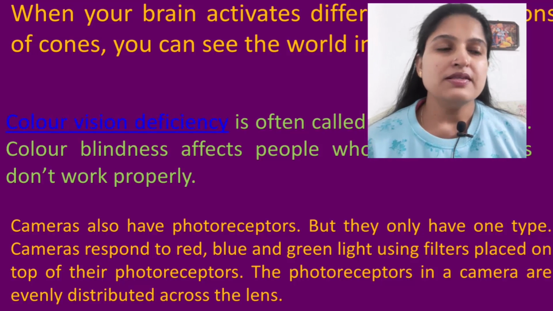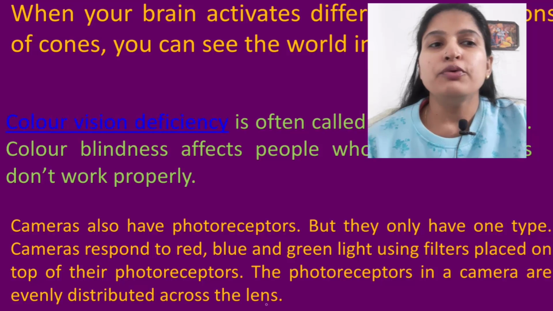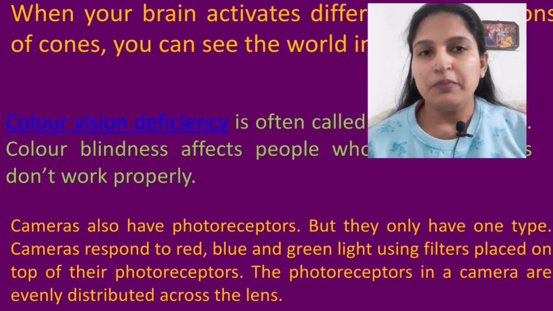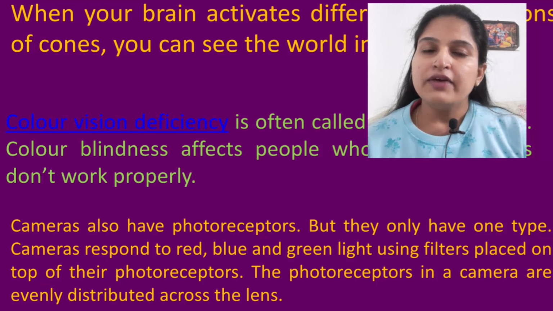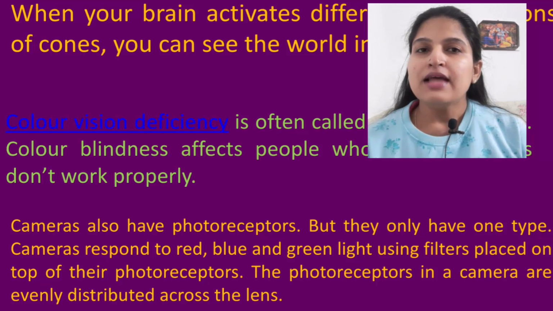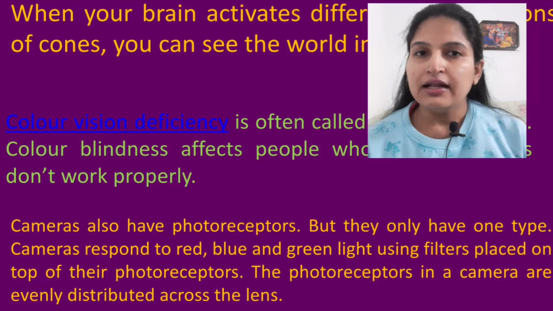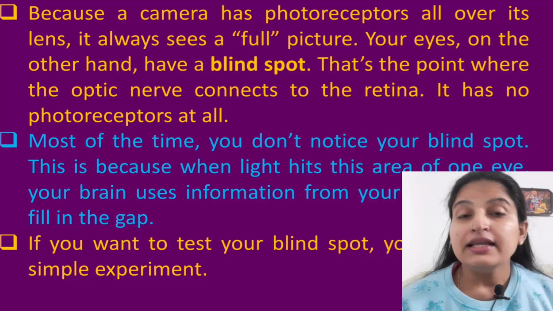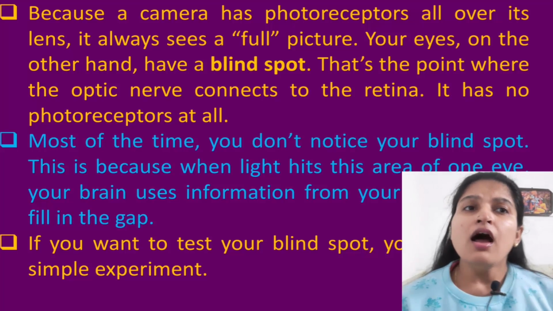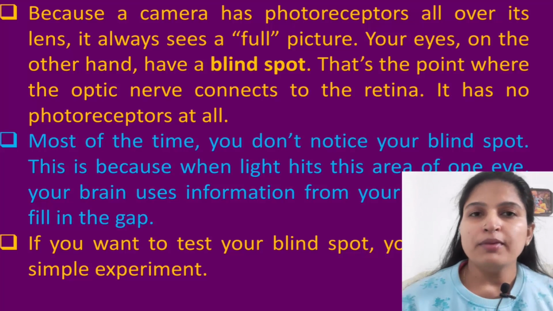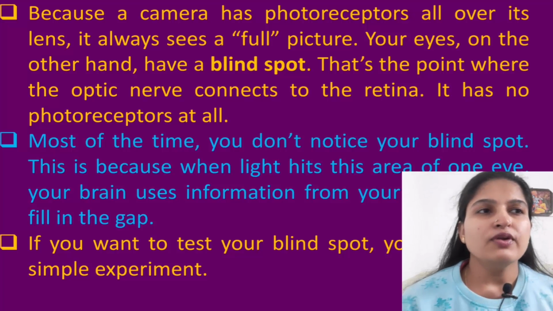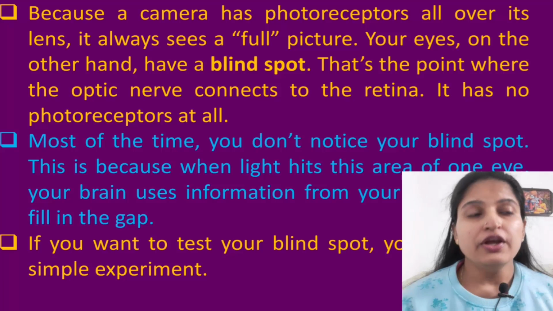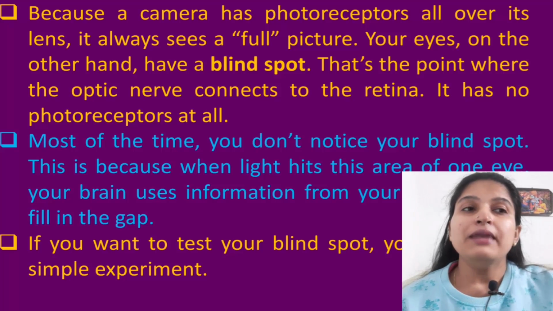The photoreceptors in a camera are evenly distributed across the sensor. They don't have any specific site to be present, but in our eyes these photoreceptors are present in the retina. So these are the basic differences and similarities with our eyes. Apart from this, how else is your eye different from a camera? Because a camera has photoreceptors all over its lens, it always sees a full picture. Your eyes on the other hand have a blind spot.